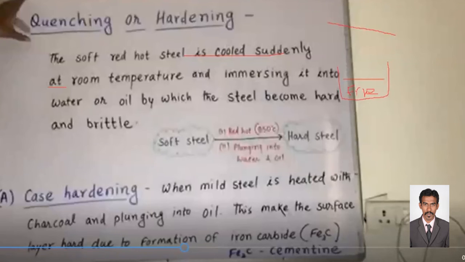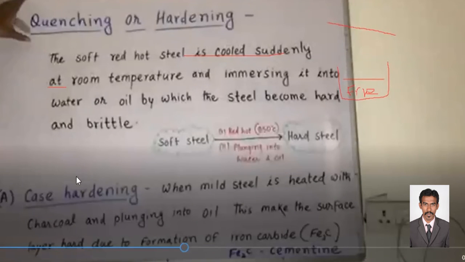But what happens is hardness will increase, and at the same time brittleness will also increase. Since we do not want brittleness, we go for tempering. So before tempering, what we do is quenching or hardening. These two are the same. Red hot steel is cooled suddenly by immersing it into water or oil, by which the steel becomes hard and brittle. So this is quenching or hardening.